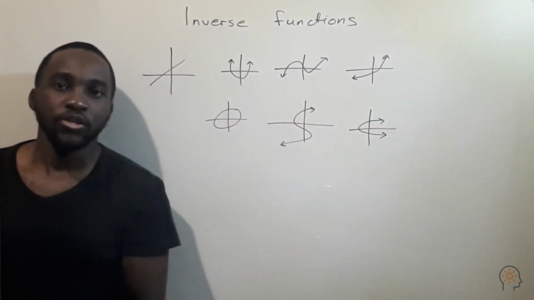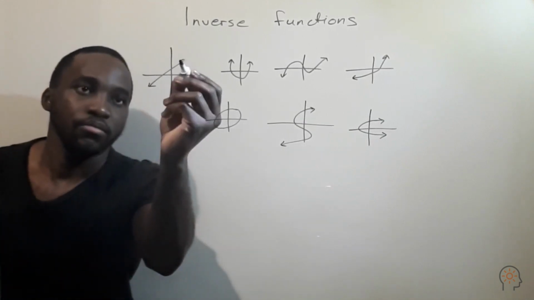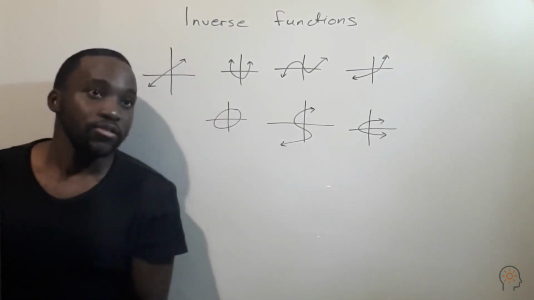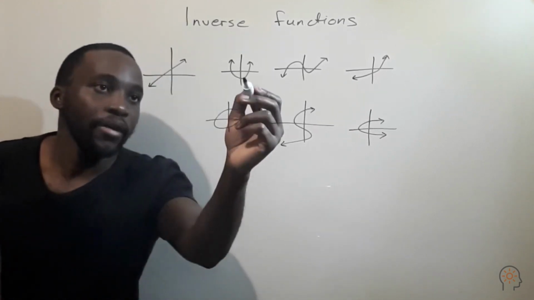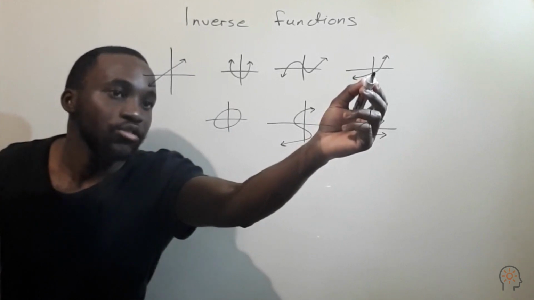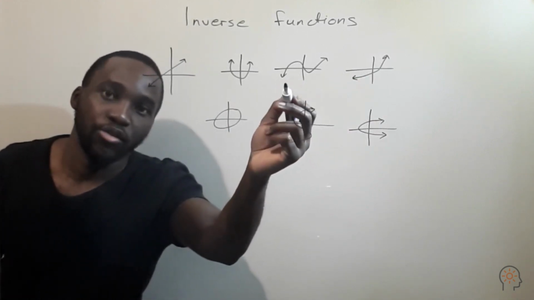Cool. So what we have here is a few sketches. A few of these graphs are familiar. We have a straight line graph, a parabola, an exponential graph. This is new, this is a cubic graph. We're going to touch on that soon.